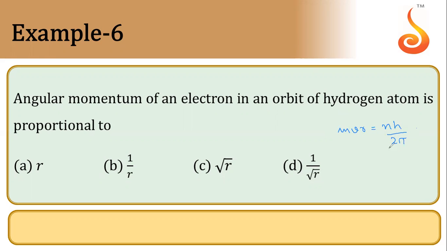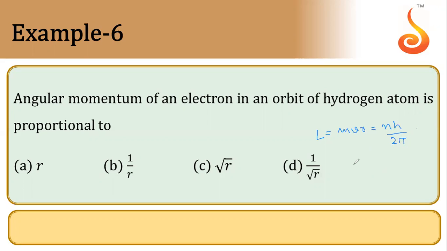So angular momentum will be equal to nh by 2 pi. But the n value will also vary. Let's say if the electron is revolving in the first orbit, in that case the n value will be 1. If it's in the second orbit, its n value will be 2. If the electron is revolving in the third orbit, the n value will be 3, and like that.